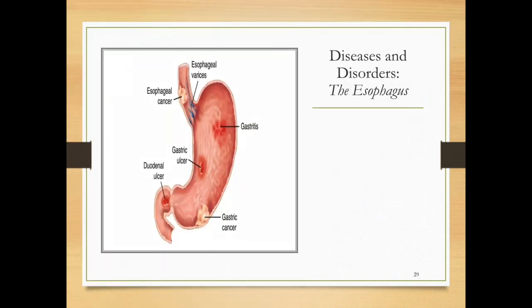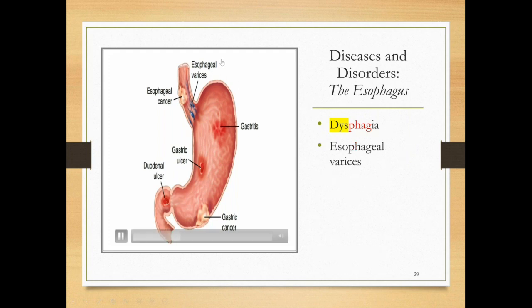Now, we will review some of the diseases and disorders of the esophagus. Dysphagia. Let's analyze this term. Dys pertains to something painful or difficult. Phago means to eat, and ia pertains to a condition. Therefore, dysphagia is a condition of difficulty eating or pain when eating. Esophageal varices are a complex of enlarged, swollen veins in the lower esophagus that are susceptible to hemorrhage.